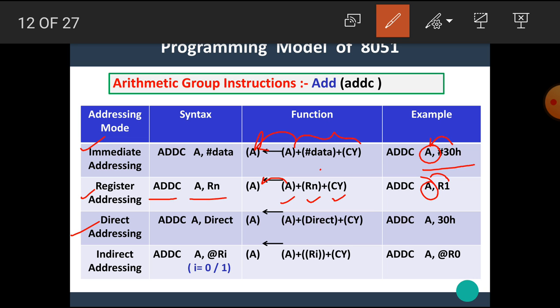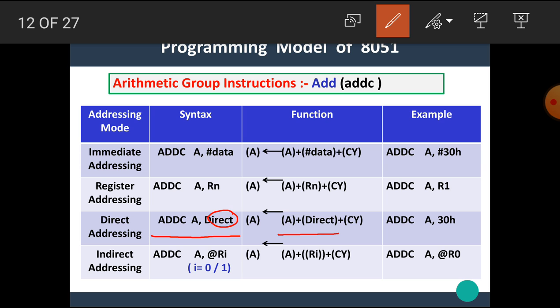The next addressing mode is direct addressing mode. That means the syntax for it is ADDC A, direct. Direct is referred for the memory address. Here the addition of the accumulator plus direct address is performed with carry, and whatever the result of the addition is stored in the accumulator. For example, ADDC A, 30h. That means whatever the data stored in the 30h location of the RAM is added with the accumulator, and after the addition the result is stored in the accumulator.